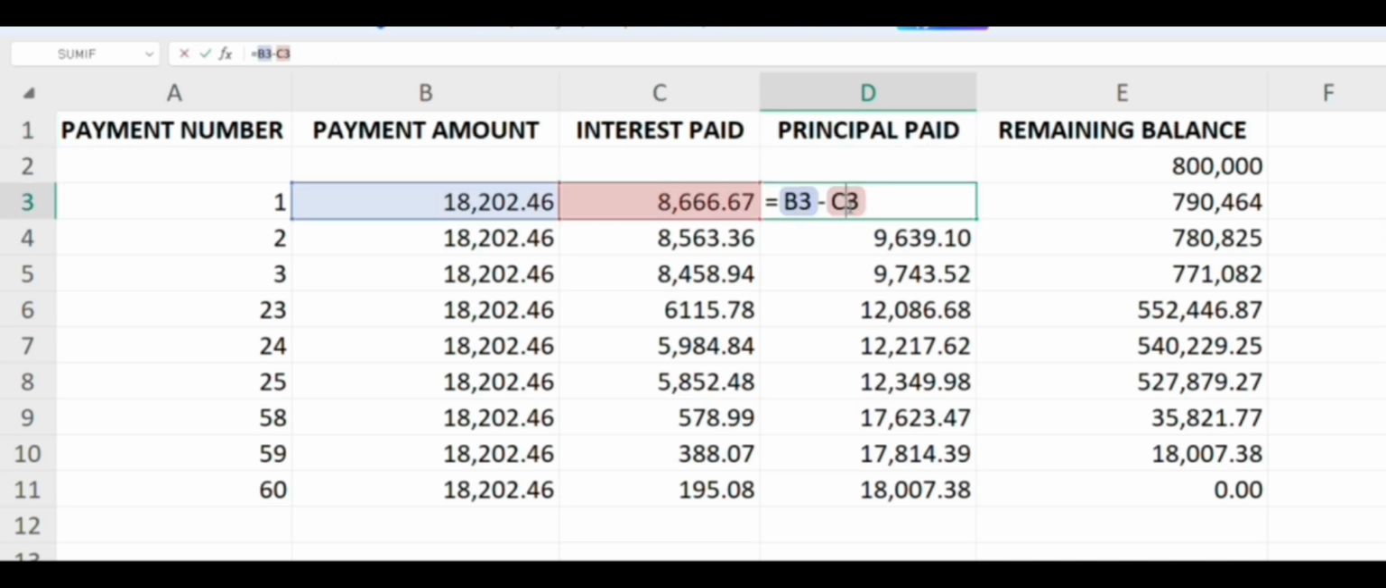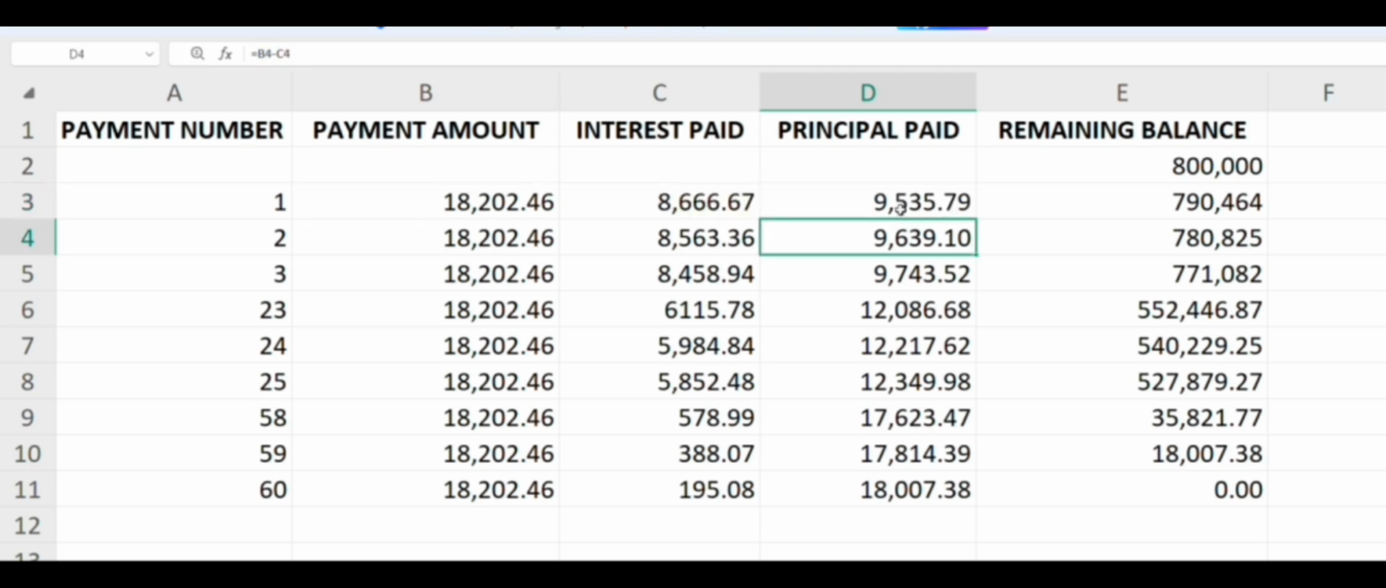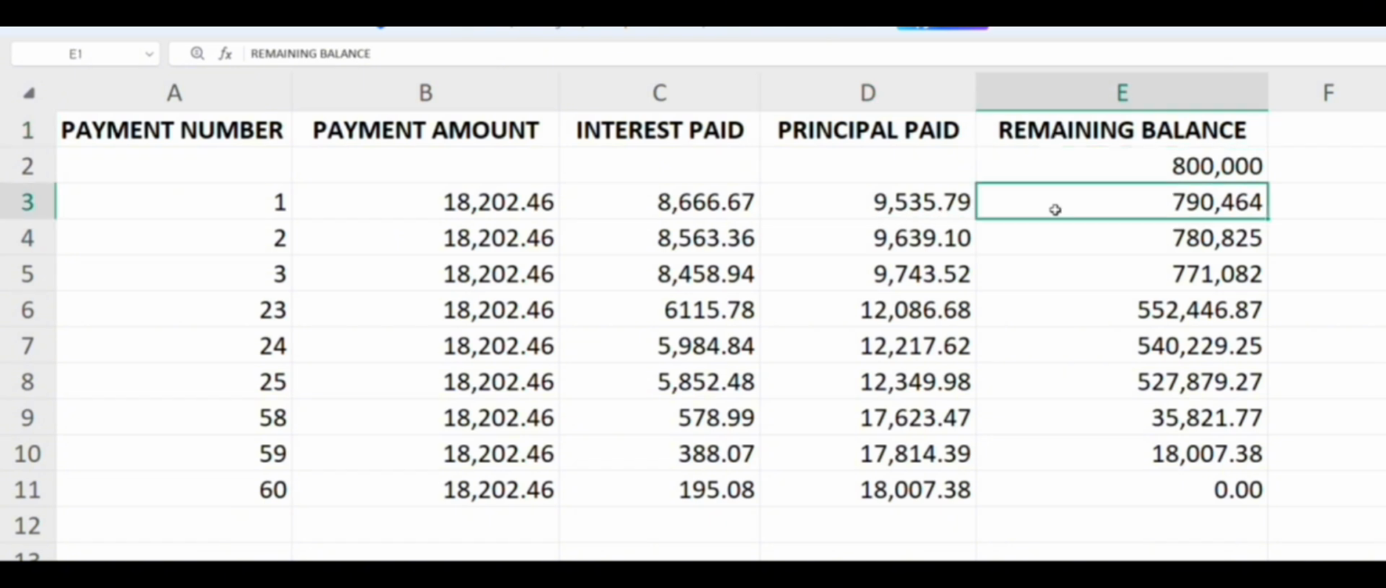So 18,202.46 minus 8,666.67 would give us 9,535.79. And for our remaining balance in our first month, we need to subtract 9,535.79 from our remaining balance, which is 800,000. So by doing that, that would give us 790,464.